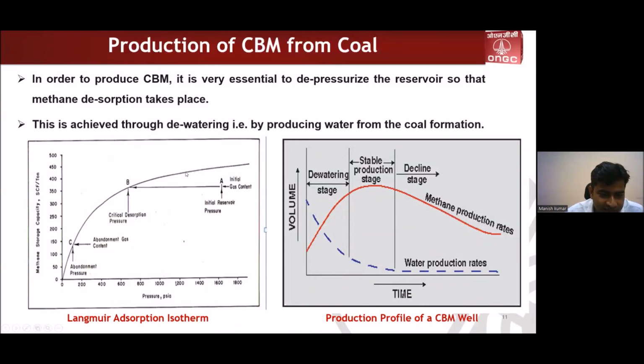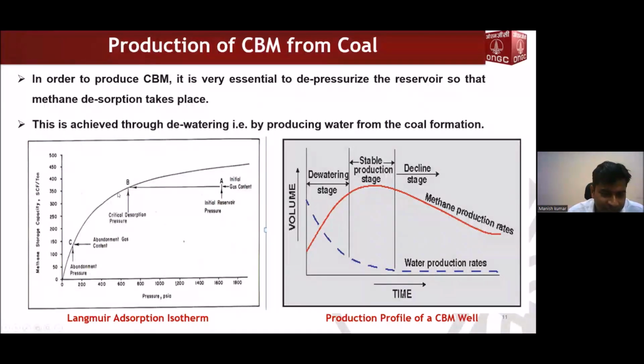And after a certain amount of dewatering, we will observe a gas break at a certain pressure, which is called critical desorption pressure. Individual seams have individual critical desorption pressure. And when we achieve this critical desorption pressure, we will have a gas break in our CBM well. So it's not like we will perforate, we will HF, then gas will start automatically coming into the wellbore. First, we have to dewater for a longer period of time.